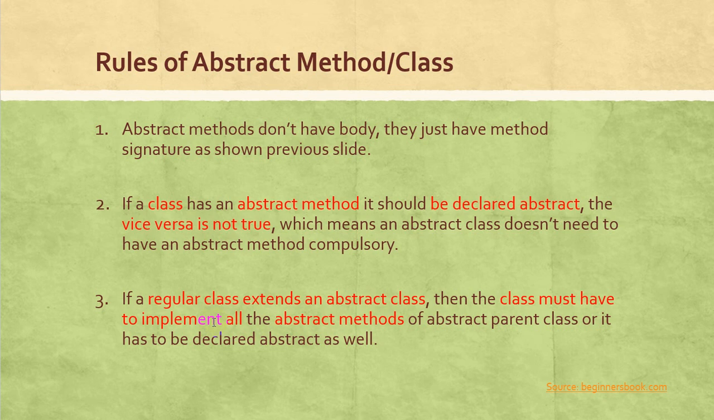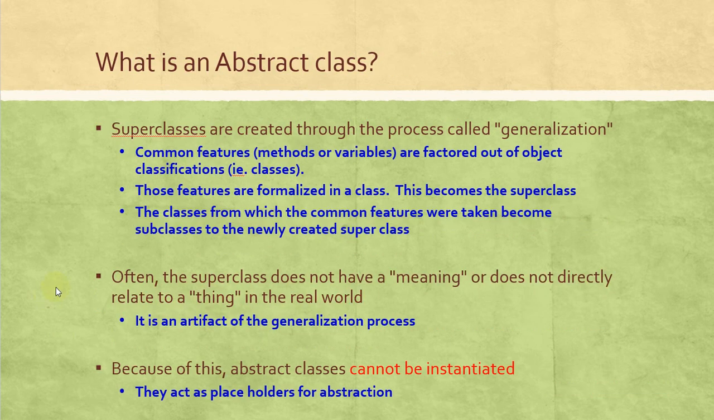It is only declared in the parent class, but it is not defined. We have not defined their functionality. But in the child class, it should be redeclared, and you need to define their functionality as well in the child classes. Okay, what is an abstract class?